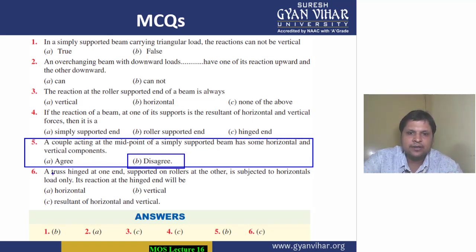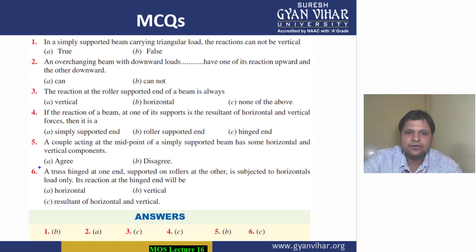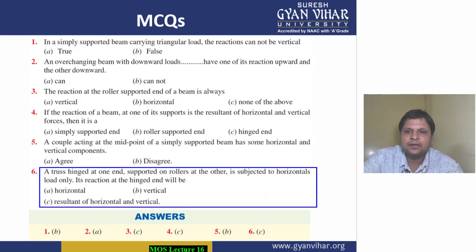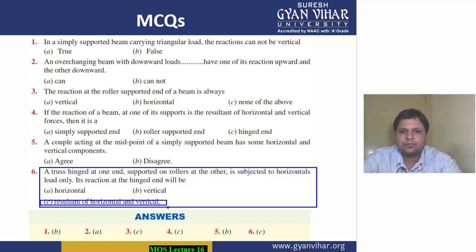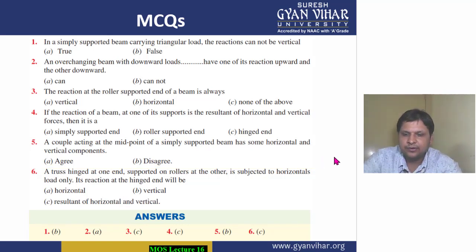Coming into MCQ number 6, a truss which is hinged at one end, supported on roller at the other, is subjected to horizontal load only. Is it true? Its reaction at the hinge end will be, so the reaction at hinge end in the case of a truss having roller at one end and subjected to horizontal load, in such cases the reaction at hinge end will be the resultant of horizontal and vertical reactions. So this was MCQ number 6.